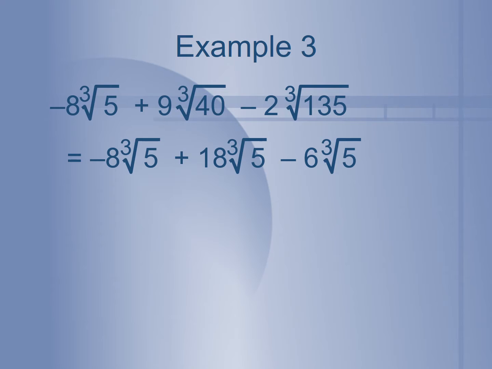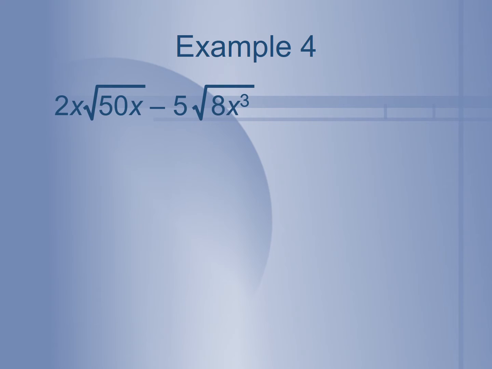And then 135 also simplifies. We can pull out a 3. So we end up with minus 6 cube roots of 5. And so notice that all of these are cube roots of 5. So that means all of these can be combined. So negative 8 plus 18 minus 6 gives us 4. So we have 4 cube roots of 5.